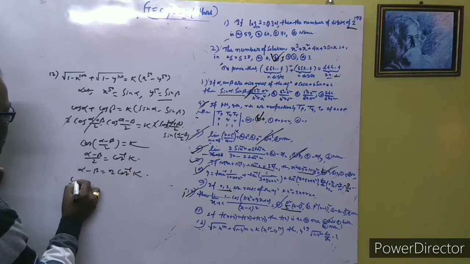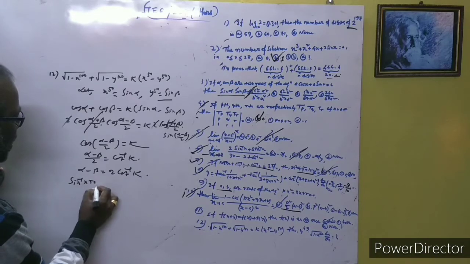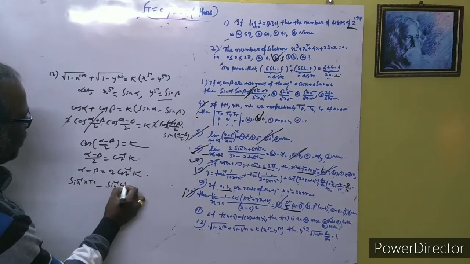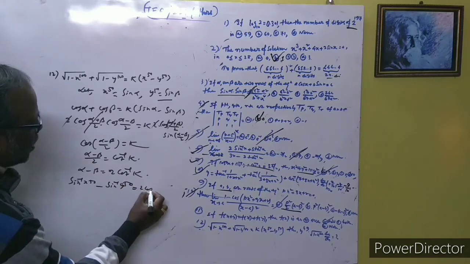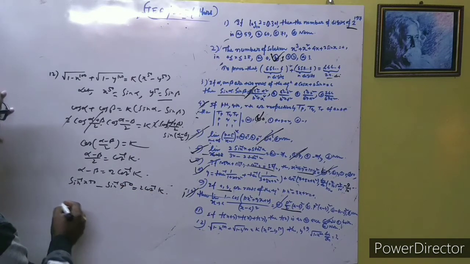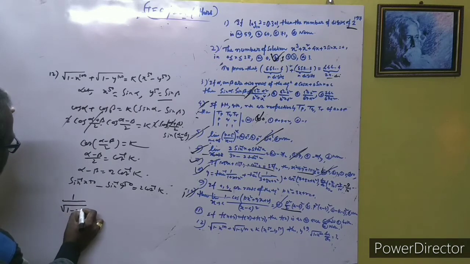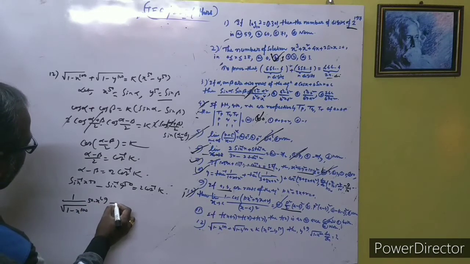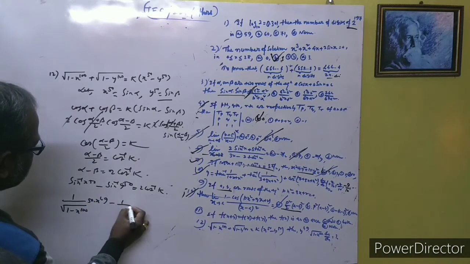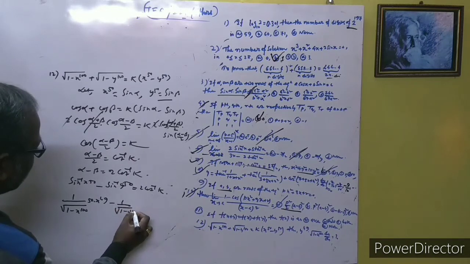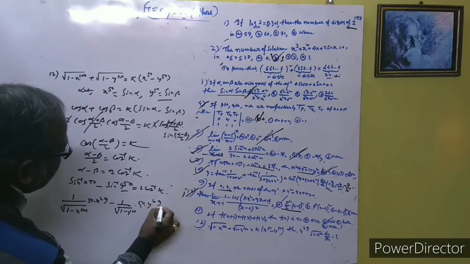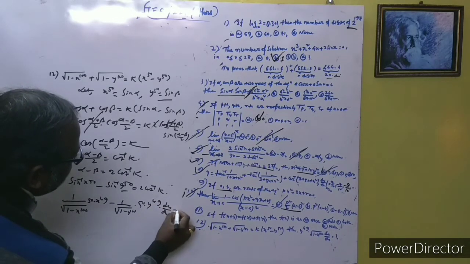Now this is sine inverse x to the power 50 minus sine inverse y to the power 50, and this is equal to 2 into cot inverse k. Now differentiate both sides, then we get 1 by root over (1 minus x to the power 100) into 50 x to the power 49, minus 1 by root over (1 minus y to the power 100) into 50 y to the power 49 into dy by dx, equal to 0.